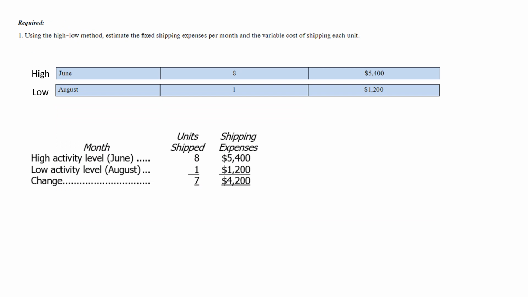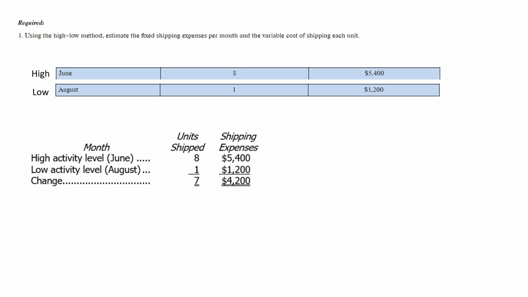So now that we've highlighted what our highest and lowest activity levels were, we can start to fill in our high-low method equation. As you can see, we're always going to look at our two data points. You're always going to put your high activity level first. So in this case, it was June, and then our low activity level, which was August, and you're going to subtract the low activity from the high activity. So you're always going to end up with a positive answer. That's good. You know you have them stacked in the right order if you're getting a positive number.